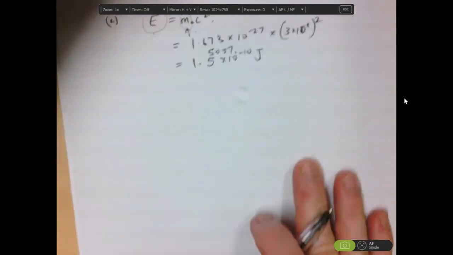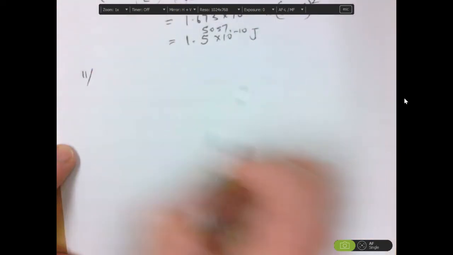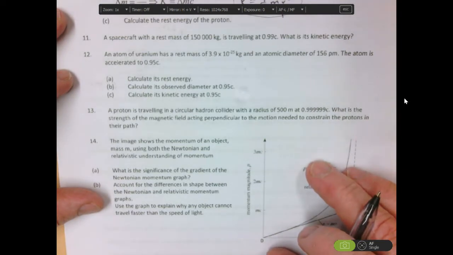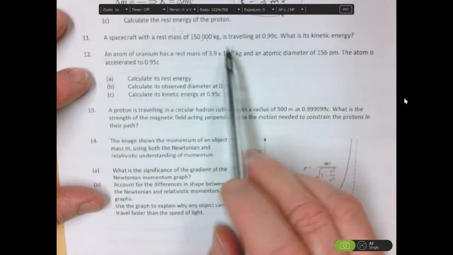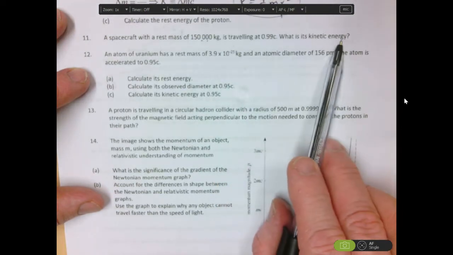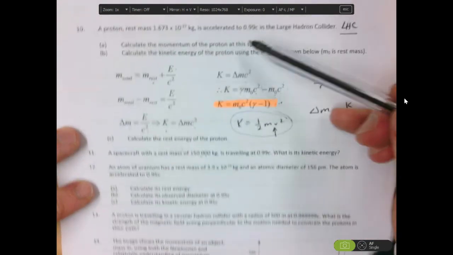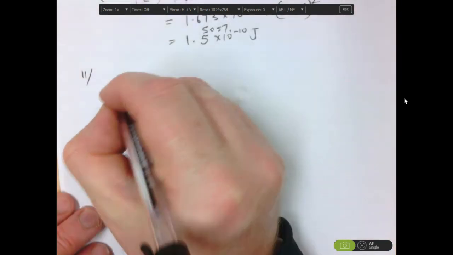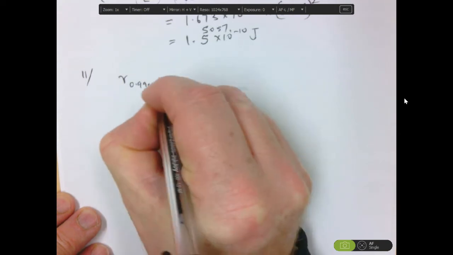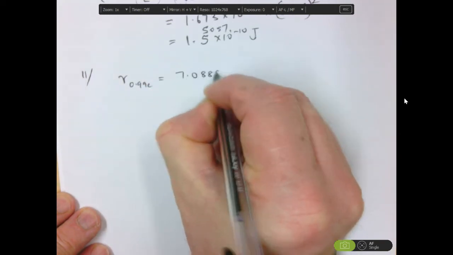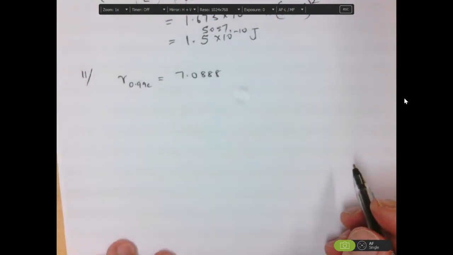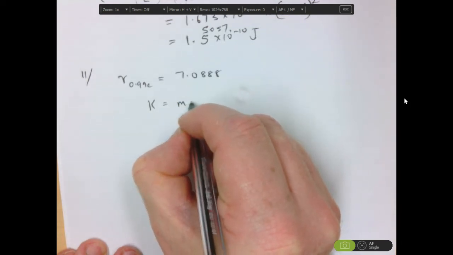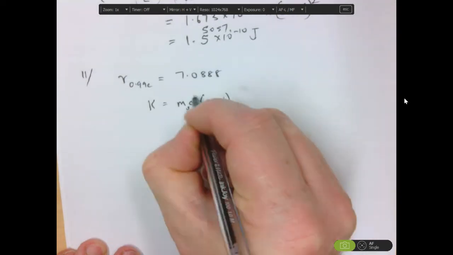Question 11 says a spacecraft with a rest mass of 150,000 kilograms is traveling at this speed. What's its kinetic energy? Well, it's 0.99c, and we calculated the gamma factor for 0.99c in the last one. I'm just going to use that. So the gamma factor for 0.99c is equal to 7.0888. Okay, and we're asked to find its kinetic energy. So kinetic energy is m c squared times gamma minus 1.